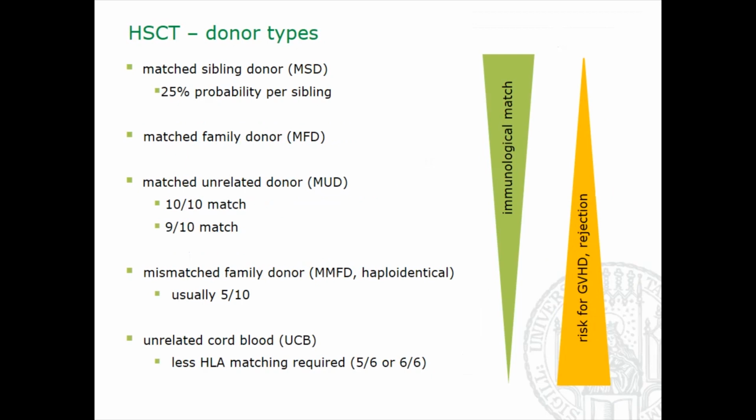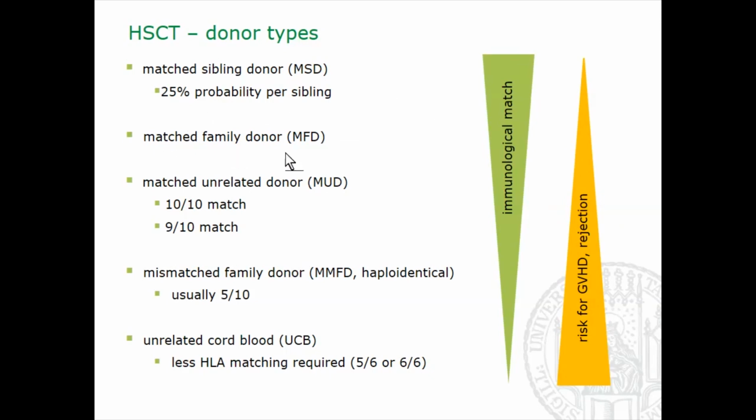These are the different types of donors that we use in stem cell transplant, and I've put down also the abbreviations that we use for them, so it makes it easier for you to read the data that I will present and that you may have seen elsewhere. So the oldest and most popular donor is the matched sibling donor, or MSD, and as I said before, there's a 25% chance of a sibling to be identical.